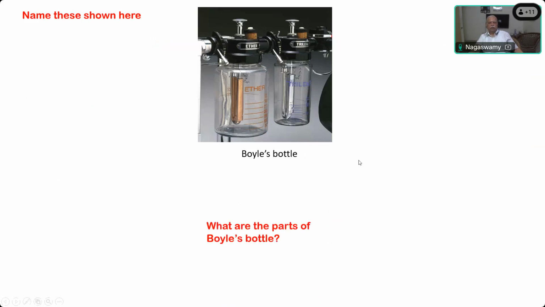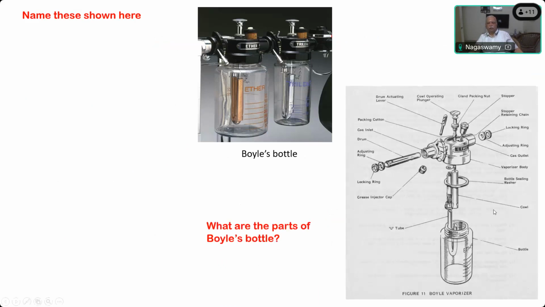So what are the parts of the vaporizer? This is the picture. It will tell you about it. So there is an inlet. This is a gas inlet tube from the flow meter. It will come, and this is the lever activating, drum activating lever or a control lever. And the name of the agent is written here. And this is the stopper, as I told you. It is attached with a chain so that it doesn't fall off. And this is an operating plunger. So when you press this plunger, the whole thing, this is called the cowl, the whole thing will go inside.